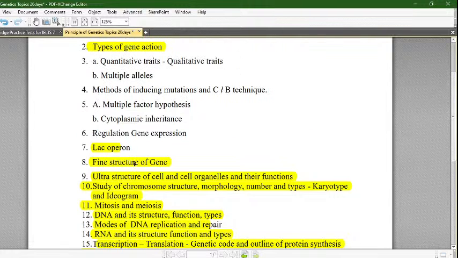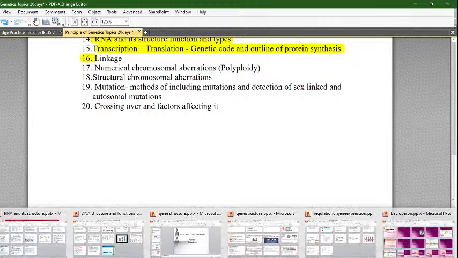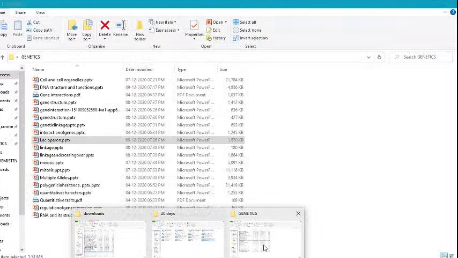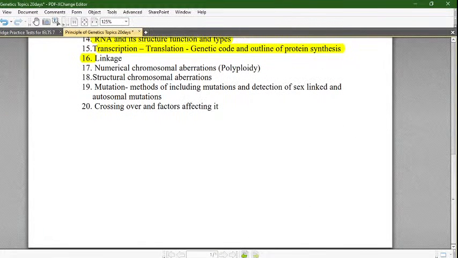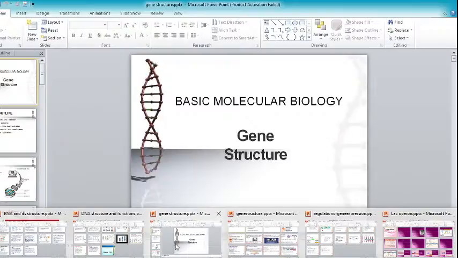So I start with the gene. Then we will move on and try to do these together. After it we will do the linkage also. I will try to wrap up your syllabus by this weekend, and I will try to take slightly longer classes also. So now I am going with the gene structure. Okay, I am just sharing the gene structure.